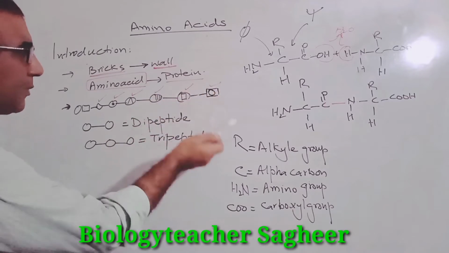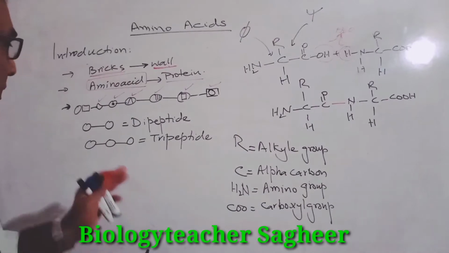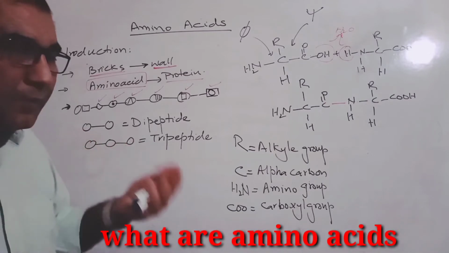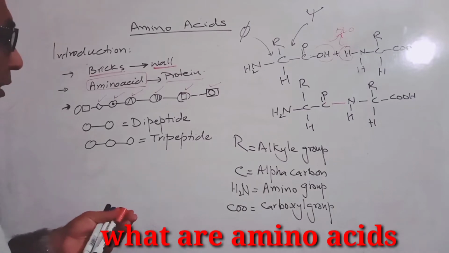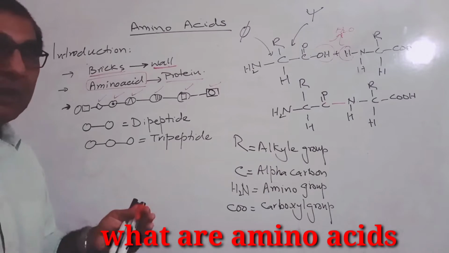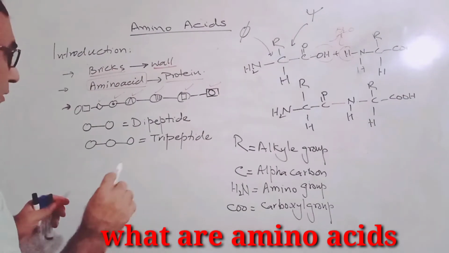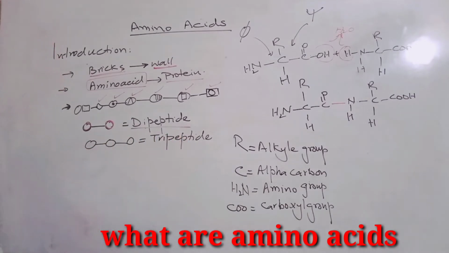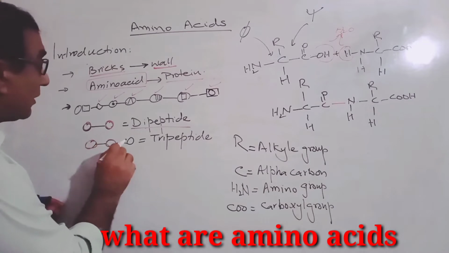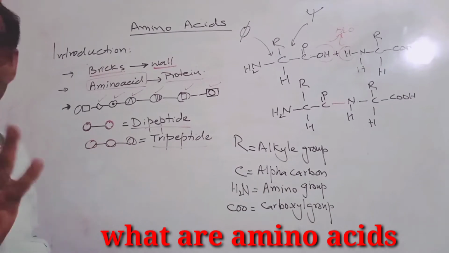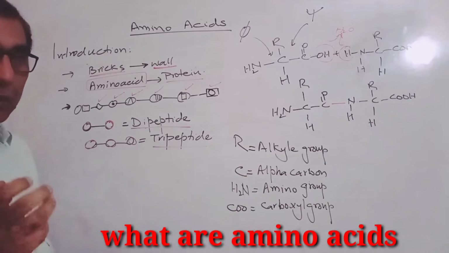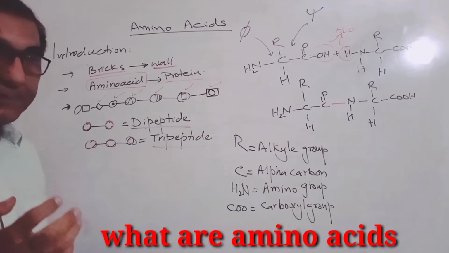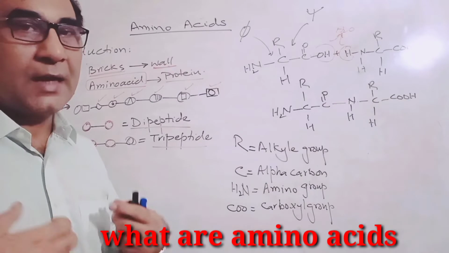These are different amino acids, and they are joined together to form a peptide. A structure which is formed by different amino acids or the same type of amino acids is known as what? A peptide. And if it is large and has a high molecular weight, it is known as what? Proteins. Suppose there is a peptide formed of only two amino acids, then it is known as a dipeptide. If it is formed of three amino acids, it is a tripeptide. If it is formed of four amino acids, it is called a tetrapeptide. If it is formed of five, a pentapeptide, and then hexapeptide, heptapeptide and so on.